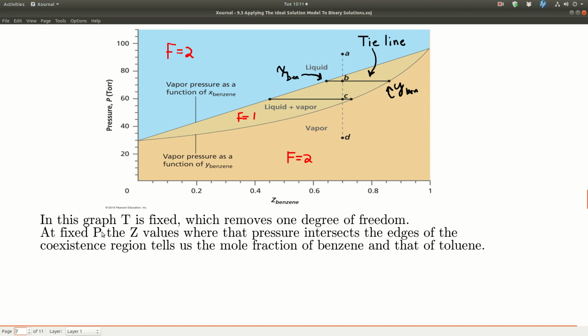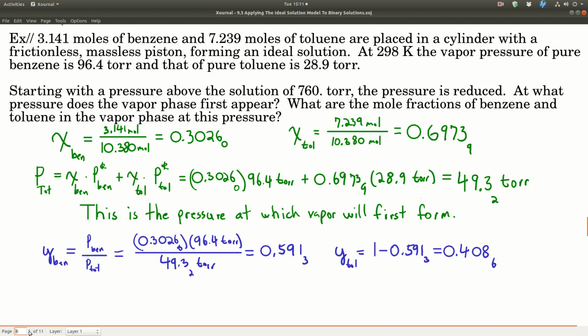So, there we go. Here's an example. Let's say we have that many moles of benzene and that many moles of toluene, and we put them in a cylinder with a frictionless, massless piston, so our usual situation. We're going to assume they form an ideal solution, so they obey Raoult's law. We're told that at 298 Kelvin, the vapor pressure of pure benzene is 96.4 torr and pure toluene is 28.9 torr. We're going to start out this system where the pressure above the solution is 760 torr, and gradually reduce the pressure.